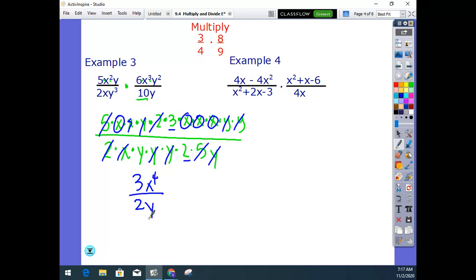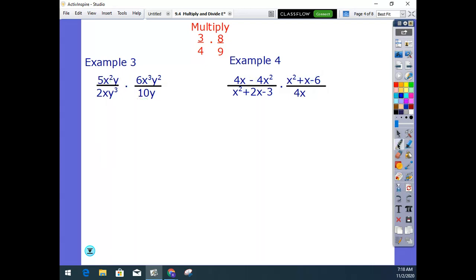So the only reason I can do this, these are all factors because everything's being multiplied. You cannot do this if there are pluses or minuses. Be very careful about that. All right.